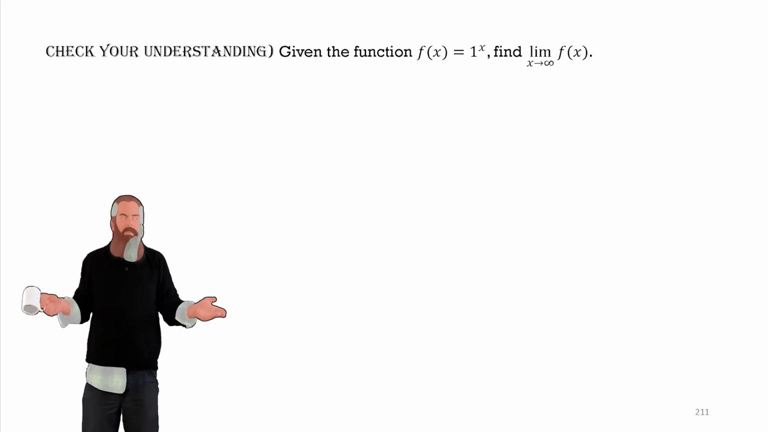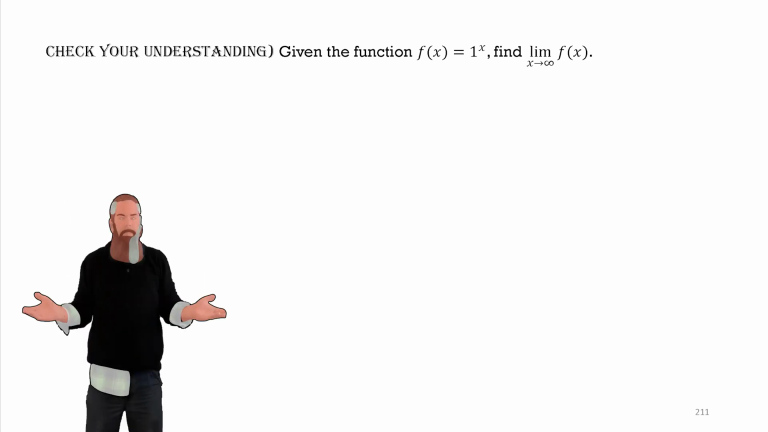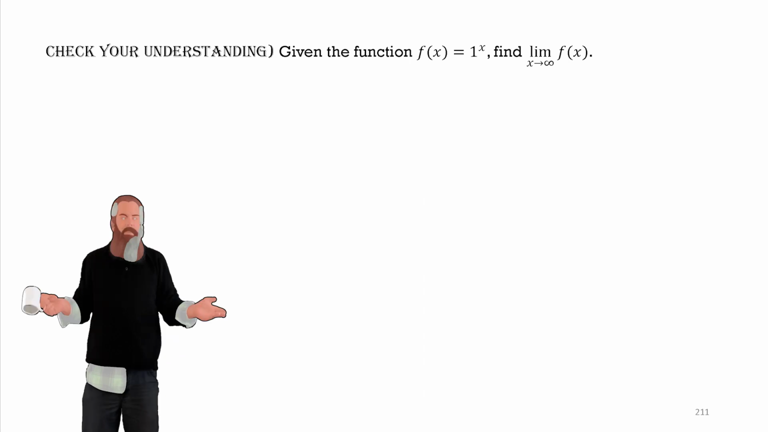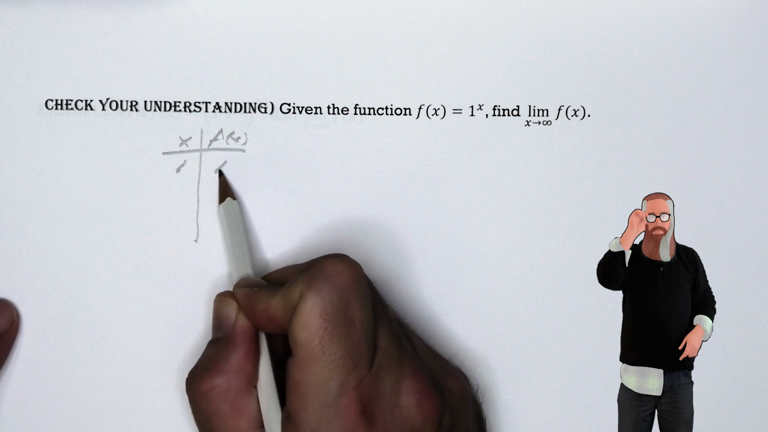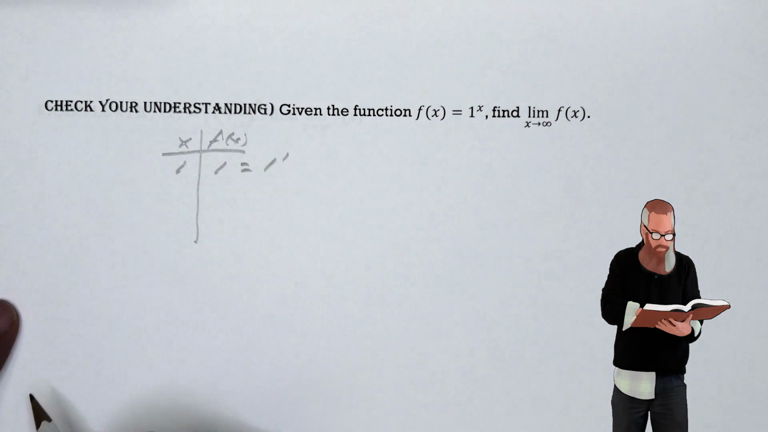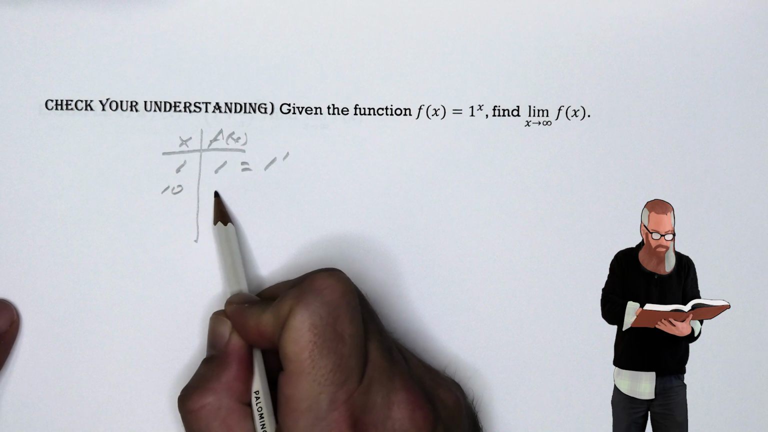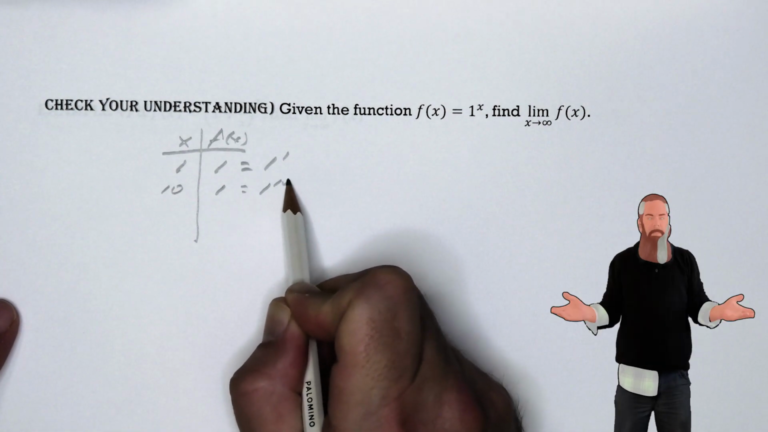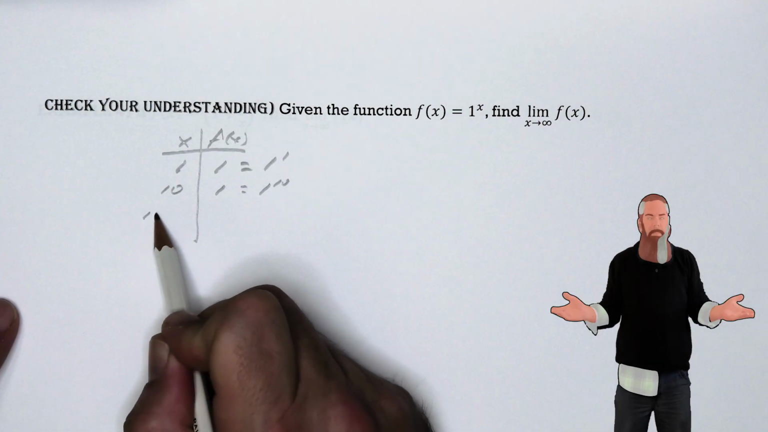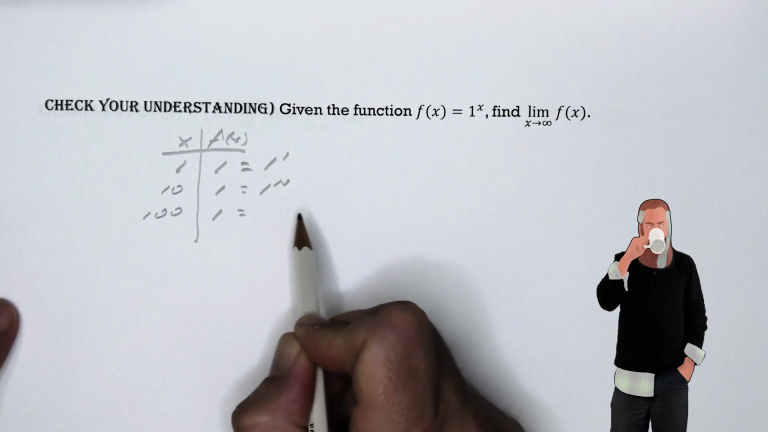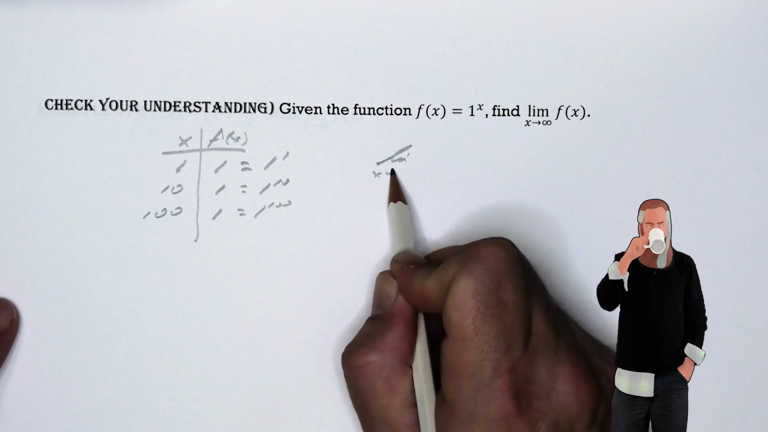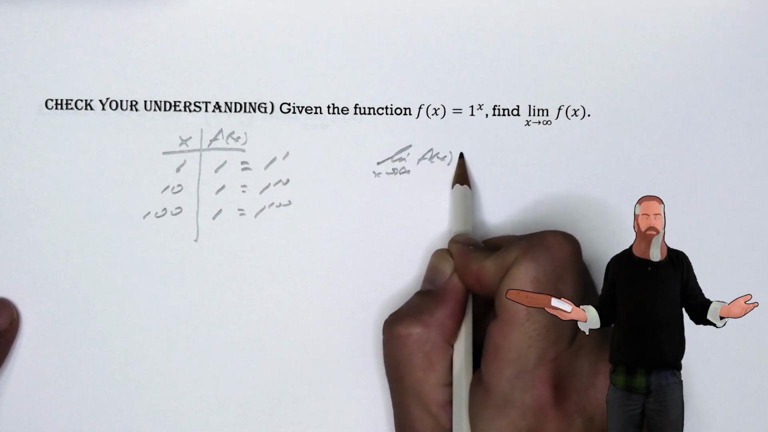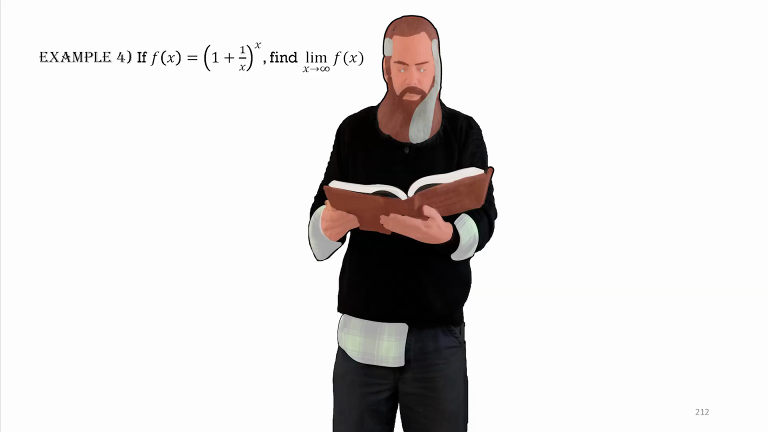Let's check our understanding and say given f of x is equal to 1 to the x power, can we find the limit as x approaches infinity of f of x? So when x is 1, then f of x is 1 because we have 1 to the 1 power. And when x is 10, we get 1 because 1 to the 10th power will give us 1. If x is 100, we get 1 because, again, 1 to the 100th power. This means that the limit as x approaches infinity of f of x is 1. That was rather simple and straightforward.